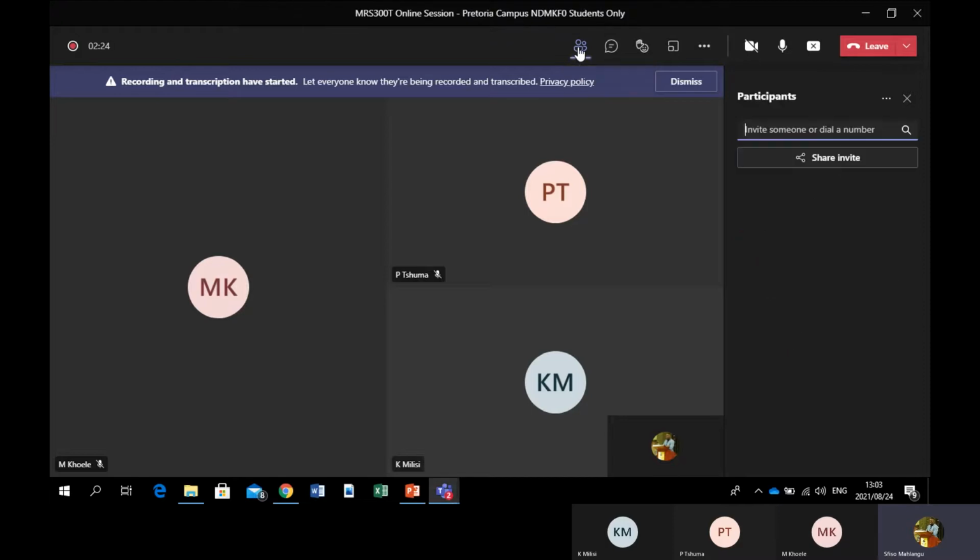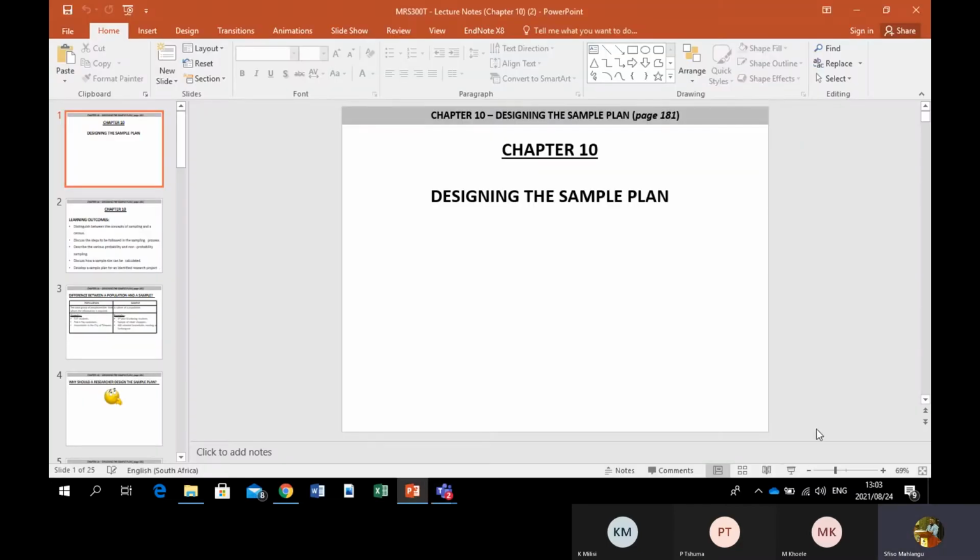So I'm currently sharing the screen as well. And you can also use a textbook for reference. We are on chapter 10, designing the sample plan. Let's quickly reference the page there. That should be page 211.